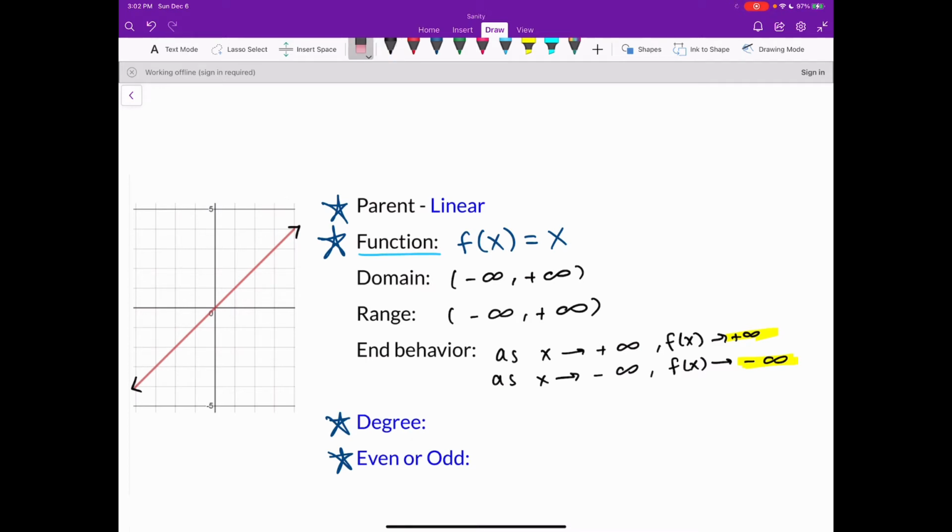The degree of this thing, well, it doesn't really have an exponent. We could say that it has an exponent of 1. So this would be a first degree polynomial. I'll say degree 1. Is this even or odd? It's definitely not symmetrical about the y-axis, but if we tried to spin it around 180 degrees on that point, it would look the same. So this would be considered an odd function.